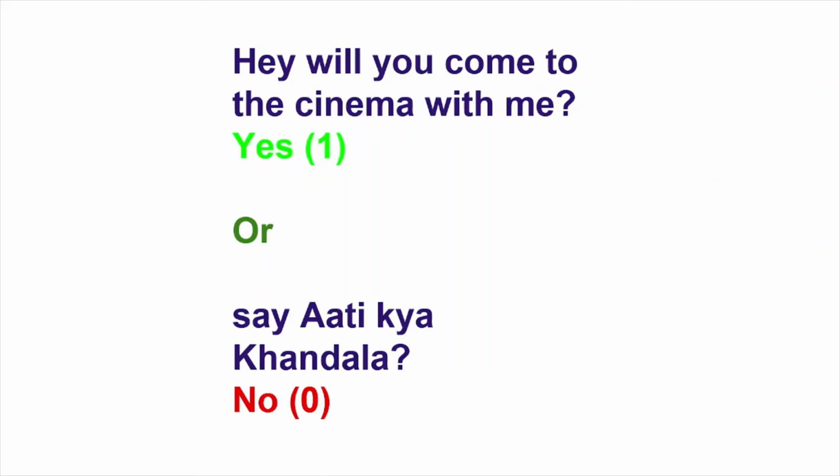Hey, will you come to the cinema with me? Or say, will you go out with me? For questions such as these, the typical output we expect is yes or no. In order to record such true or false outputs, we need Boolean data types. If the answer is yes, the value is 1, or when the answer is no, the value is 0. The three basic data types are number, strings, and Boolean.